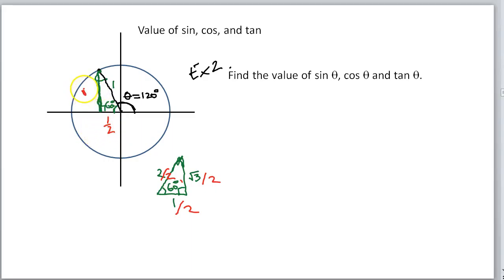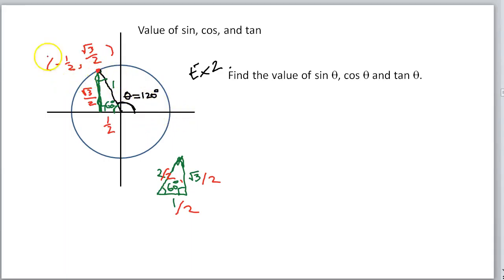and this length is the height. So base length is 1/2, and the height is square root of 3/2. Now what does that mean for the actual coordinate of this point? We have to be a little careful here because you're not moving to the right, you're moving to the left. That means the x-coordinate is negative. You're going half step to the left, so the x-coordinate is not just 1/2, it's negative 1/2. And the height is square root of 3/2.